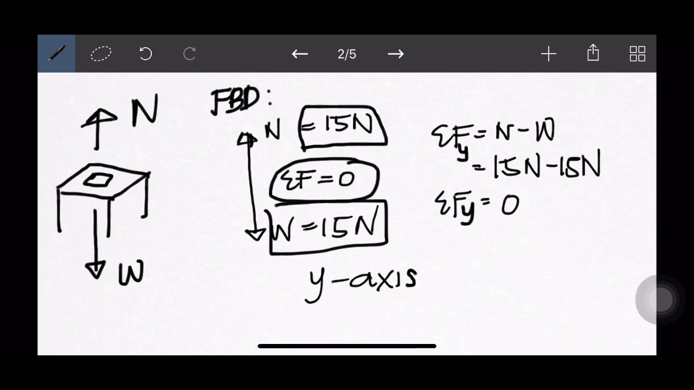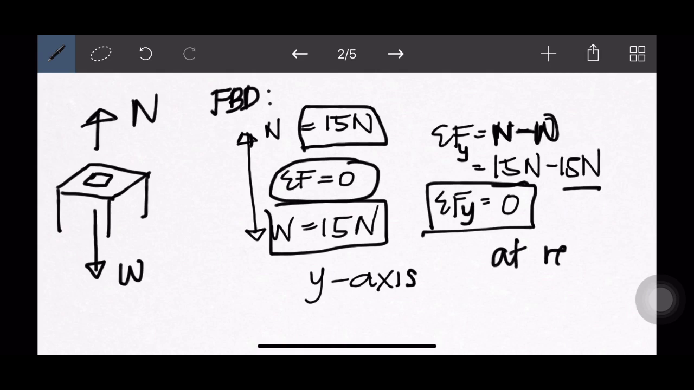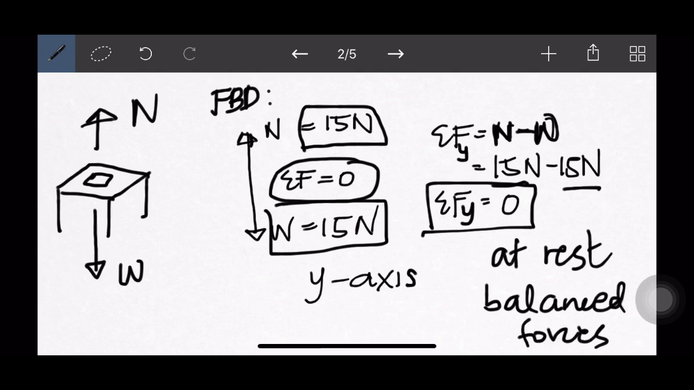which means that when we compute the net force of this situation in the free body diagram, we have the normal force minus the weight, because the weight is going downwards. So 15 minus 15 is equal to 0. This means that the object is at rest, or they have balanced forces. If they have balanced forces, the object is not moving. The book is stationary.